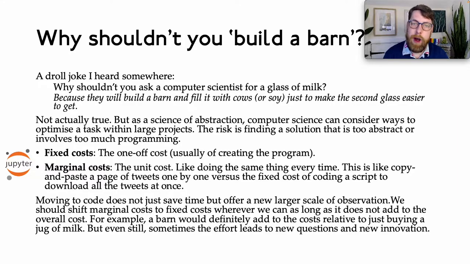So some things are just not going to be available that way. However, a lot of things are available that way. So moving to code, it doesn't just save time, but it offers a new larger scale of observation. So now, generally speaking, we should shift marginal costs to fixed costs wherever we go, as long as it doesn't add to the overall cost. And that's part of the thing.